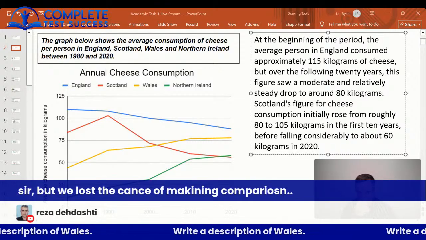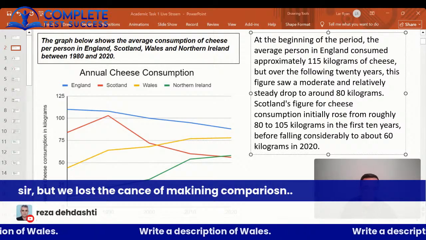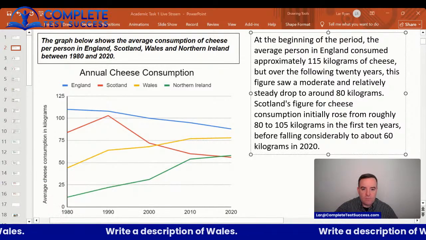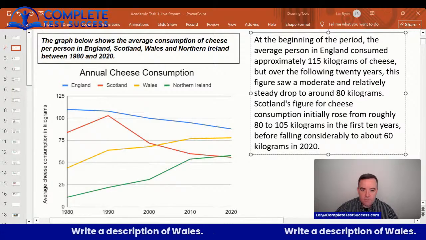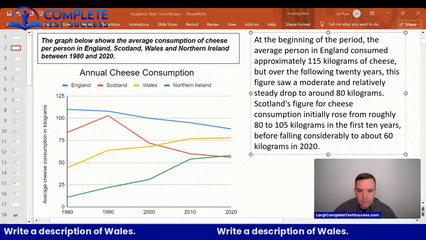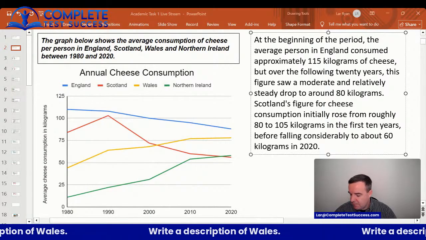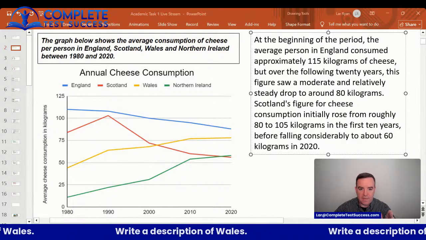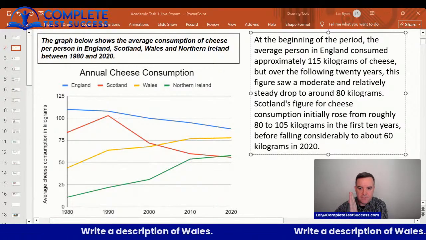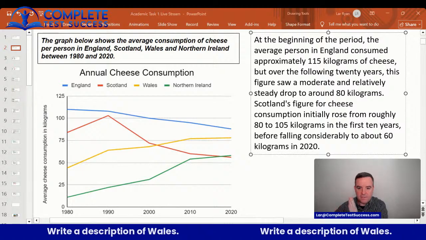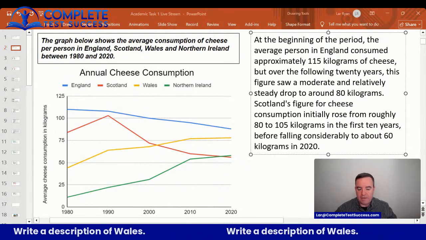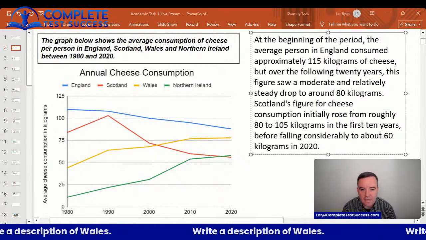Sir, but we lost the chance of making comparisons. No, I mean, everything we've written is a comparison. So when I say Scotland's figure for cheese consumption initially rose from roughly 80 to 105 kilograms in the first 10 years, I'm comparing the figure for Scotland at the start with the figure for Scotland after 10 years. That's a comparison.